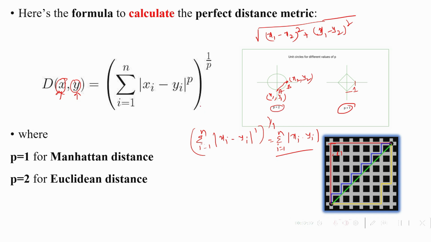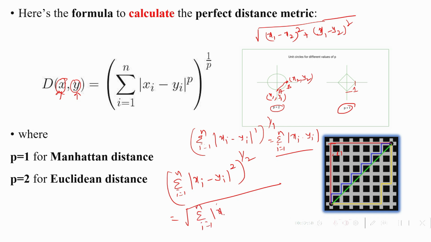If you substitute the p value equal to 2 here, what happens? Sigma of i equal to 1 to n, mod of xi minus yi whole power p, which is 2, whole power 1 by 2. So simply that is equal to square root of sigma of i equal to 1 to n, mod of xi minus yi whole square. This is nothing but the Euclidean distance.